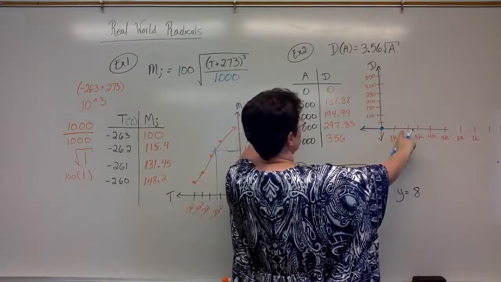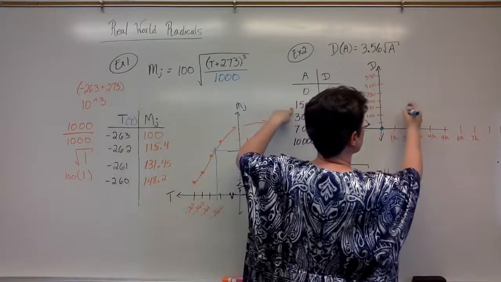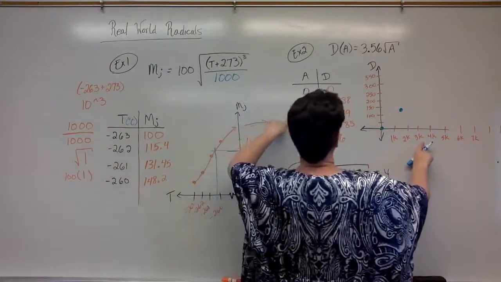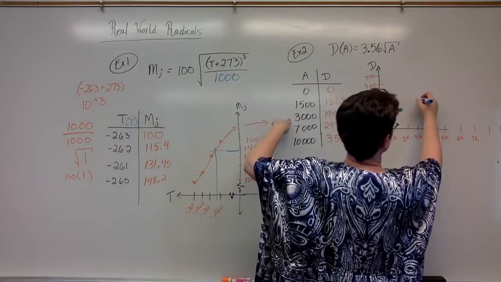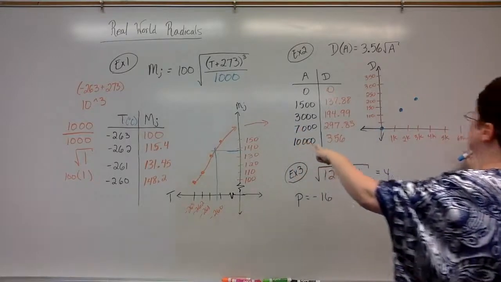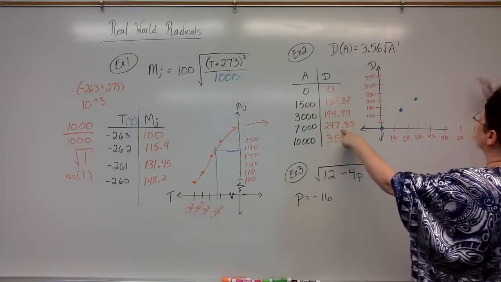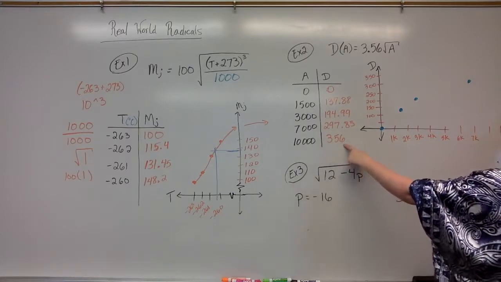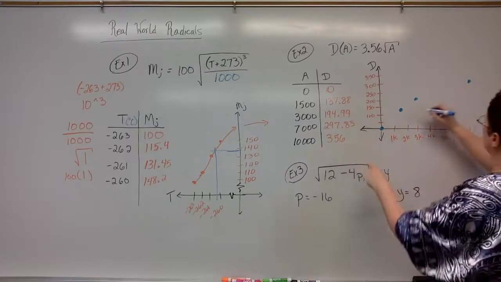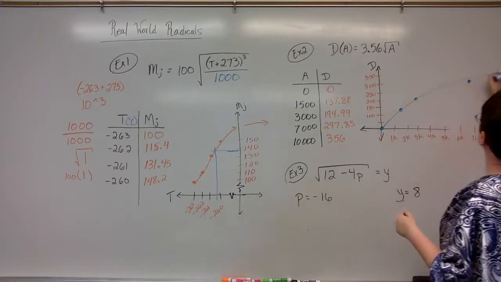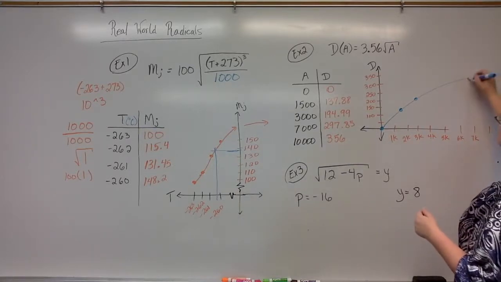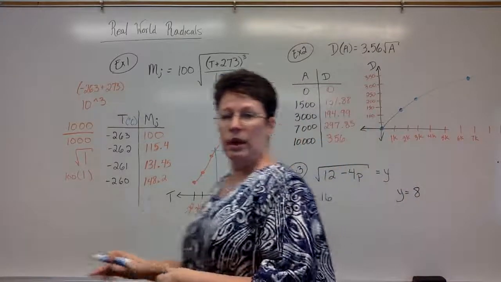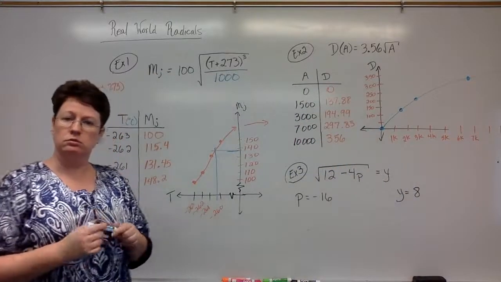1,500. So that's halfway in between. We're going to go up to 137, which is about halfway in between. At 3K, I go up to almost 200. At 7K, I go up to almost 300. And then if it fits on your graph, you go almost to 356. That's probably a little off. Okay? That looks more like a square root function.